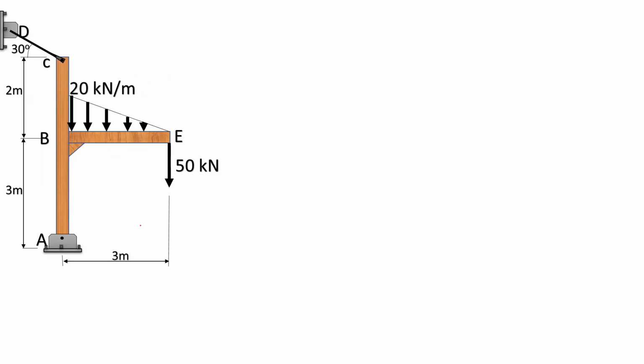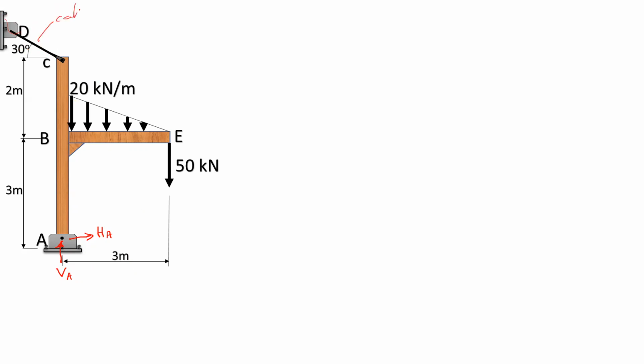Let's start with the solution for the analysis of the system. We have support reactions at point A, and let me call these support reactions VA and HA. V means vertical and H means horizontal support reaction. And here we have a support at D, but I don't care about the support because the support D is connected to the system by a cable here.